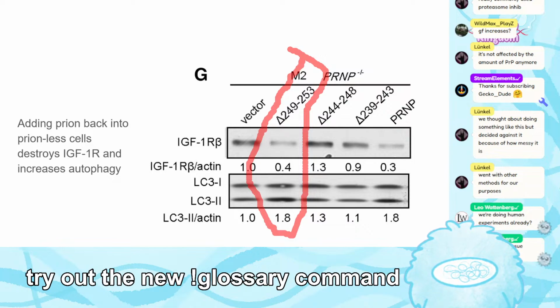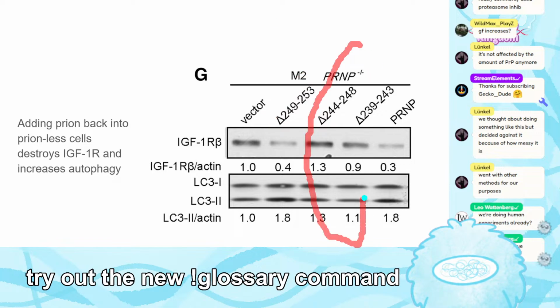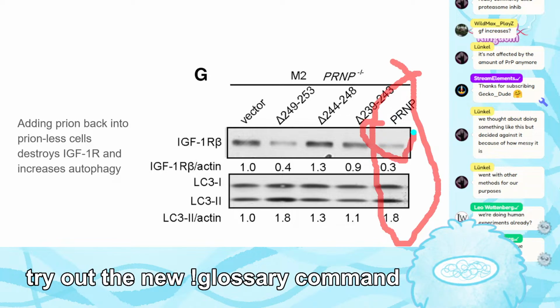growth factor receptor. And in fact, this particular region is the region we know the prion protein needs to bind the protein destroyer. So that makes a lot of sense. And then these two conditions are the parts of the prion protein that don't really matter for binding. That is reflected in the fact that they don't really change the IGFR1 levels. And then when you add the full length, you get destruction of that IGFR1 again.